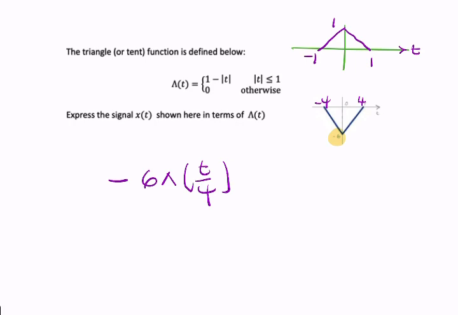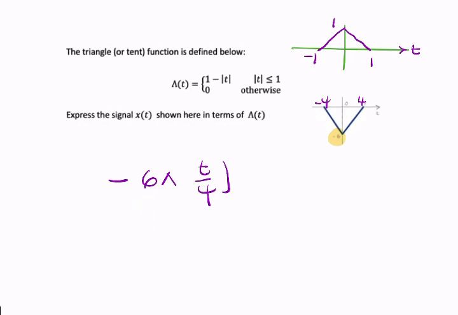Because remember, in the horizontal direction, in the direction of your independent variable t, a stretch by a factor of a requires dividing the independent variable by that same factor. So if this was a function of x, then you would divide by 4 if you were stretching by a factor of 4. Whereas in the vertical direction, stretching by a factor of 6 means just multiplying by a factor of 6.